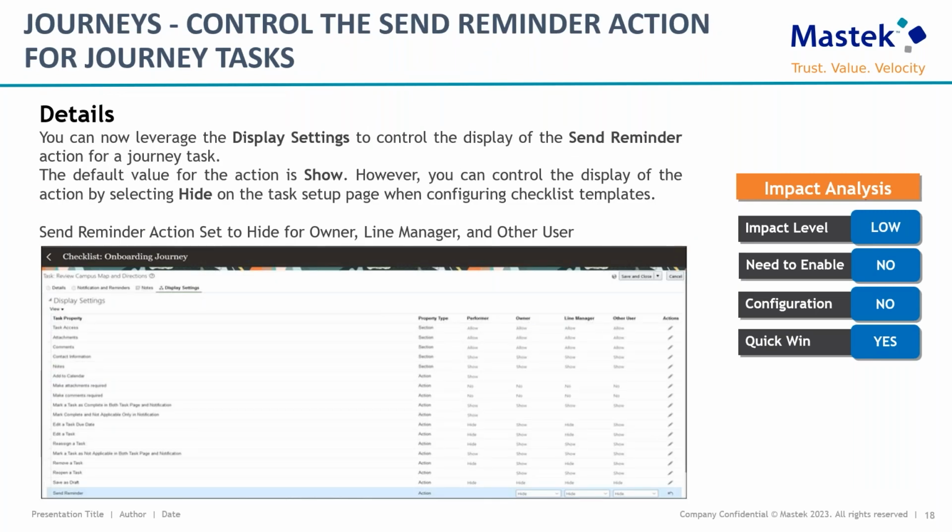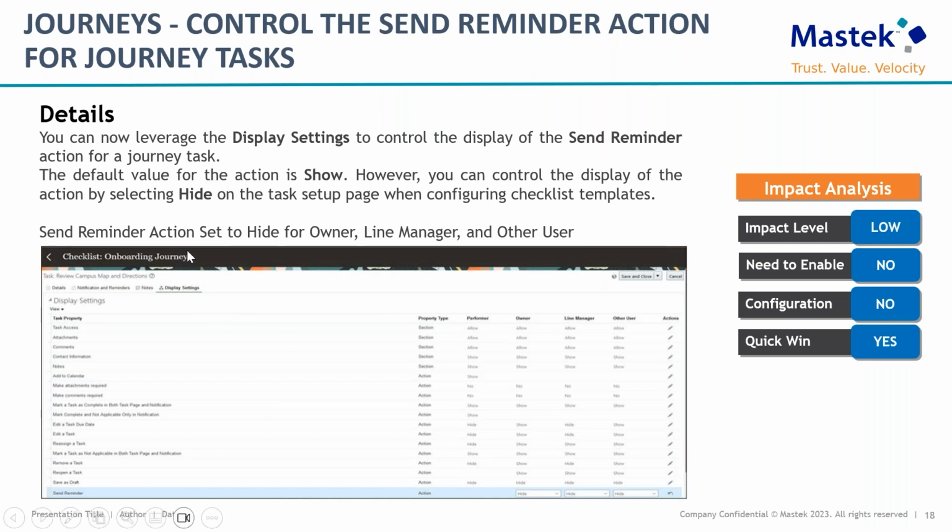Next feature comes up in journeys. Control the send reminder action for journey tasks. Now you will be able to decide whether to send a reminder for a specific task to the users or not. By default, value for action is show. However, you can control the display of action by selecting hide on the task setup page when configuring checklist templates.